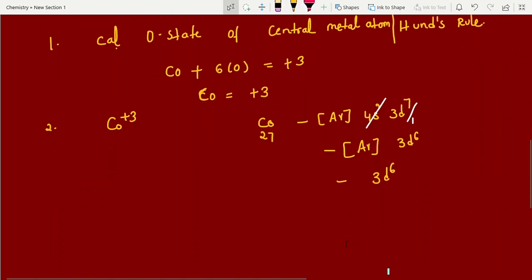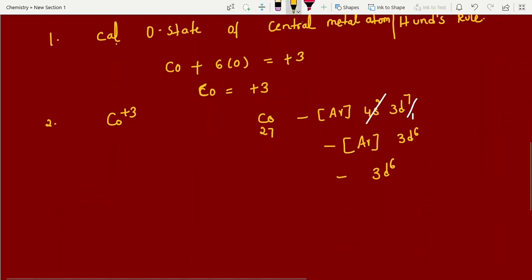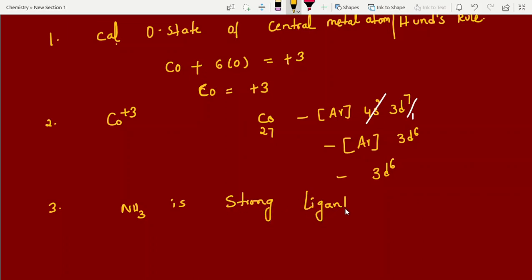Now ligands are approaching. So before going to the third point, everybody make a note here. Ligand type: NH3 is a strong ligand. It does not follow Hund's rule.